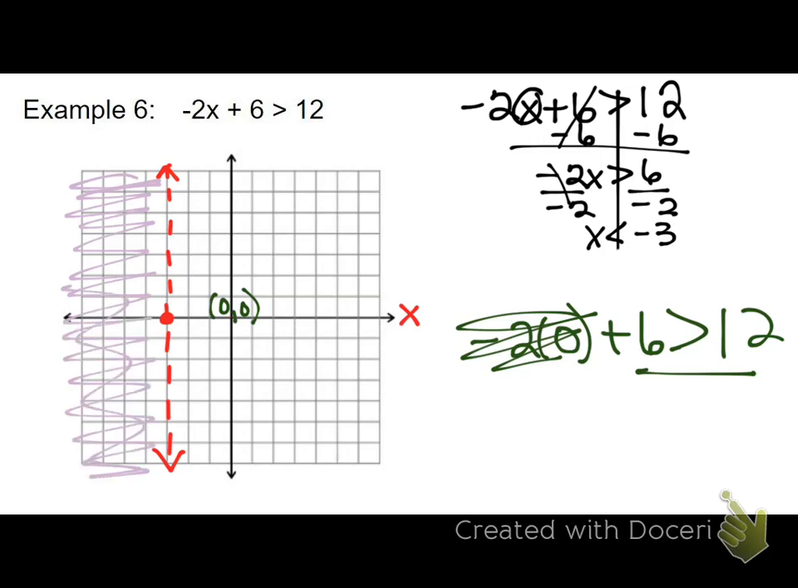So basically, that is saying that x is less than -3. Okay? So our final answer is x is less than -3. And then how we'd graph that would be right here.